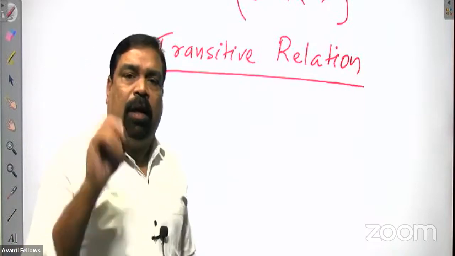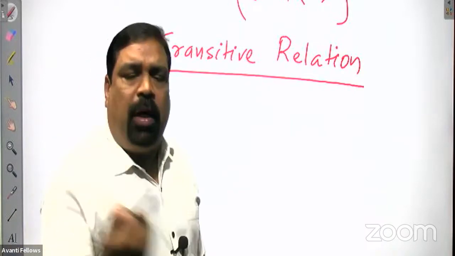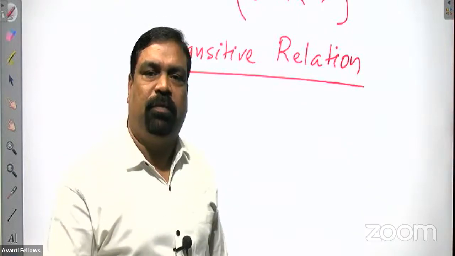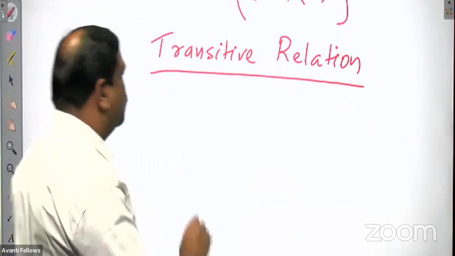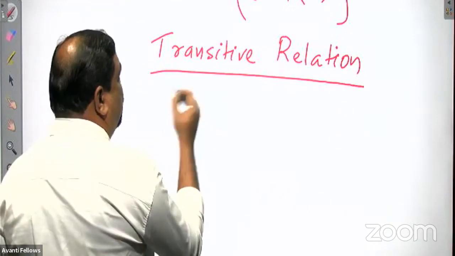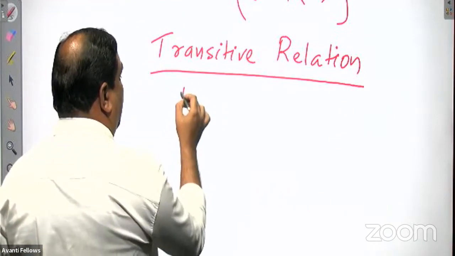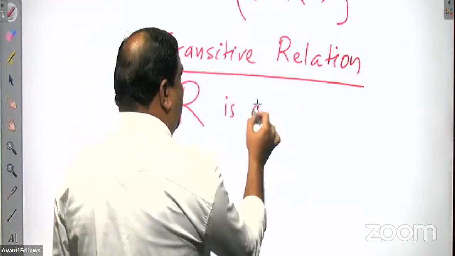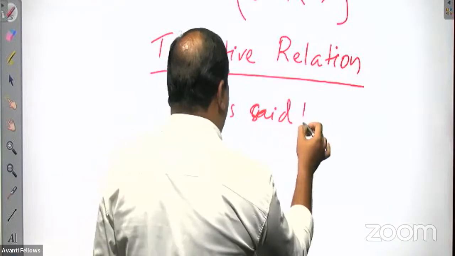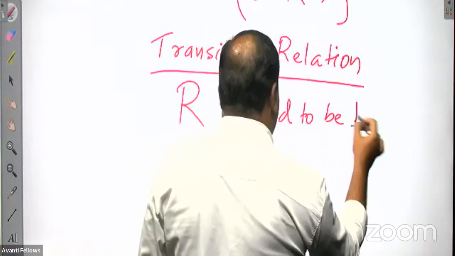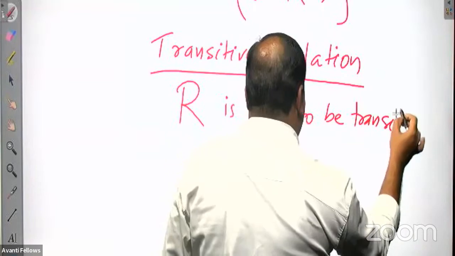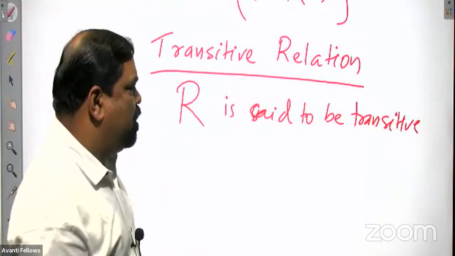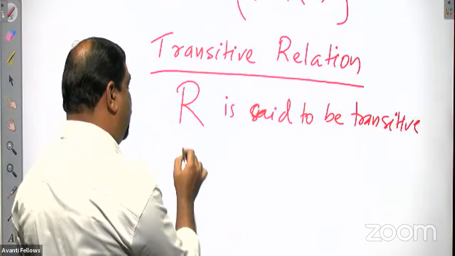When do we say that a relation in a set A is transitive? So what is the definition of transitive? R is a relation, so R is said to be transitive. A relation R in a set A is said to be transitive. What is the definition? Everybody knows.